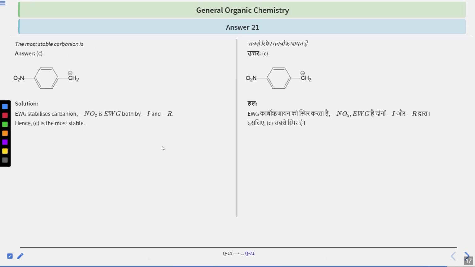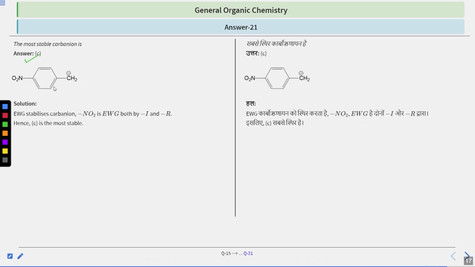Okay, let's see. The correct answer is option C. That is a benzene ring directly attached to NO2, directly attached to C negative H2. So, an electron withdrawing group, EWG, stabilizes a carbanion. Carbanion means carbon having negative charge. Carbocation means carbon having positive charge. So, with an electron withdrawing group, what will happen? It will withdraw the electrons and remove the negative charge so that it will get neutral and get stabilized, right? And NO2 is an electron withdrawing group which is directly connected to this benzene.